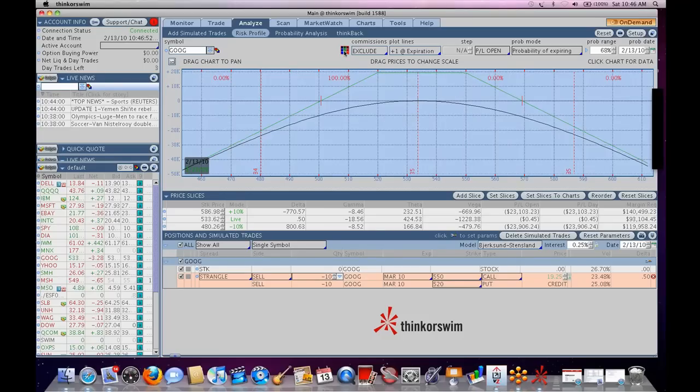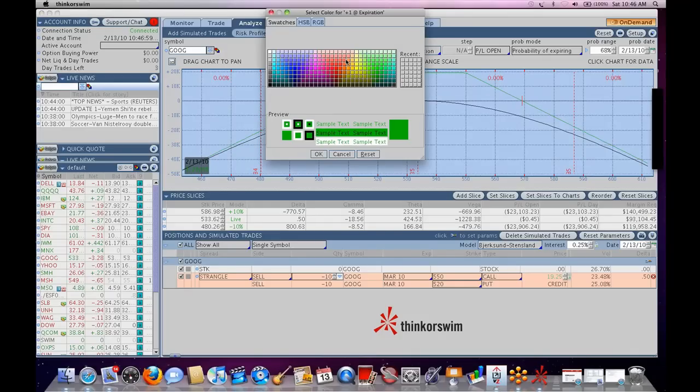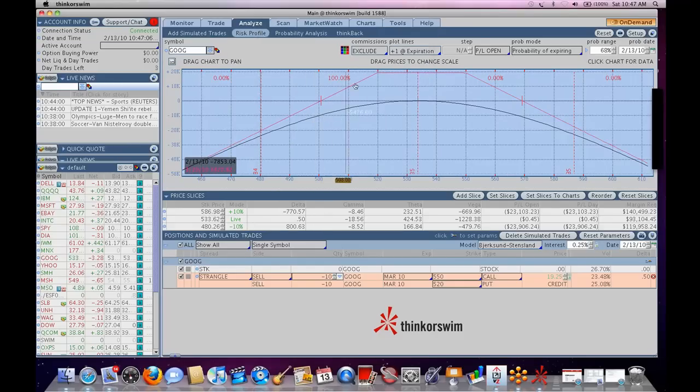See this little palette? Choose colors. Plus one at expiration. I don't want it green anymore. I want it red, pink, hot pink for Valentine's Day. So if you have difficulty seeing some of the lines, and I'll be the first person to admit, the Thinkorswim platform is not the most color customizable in the world.